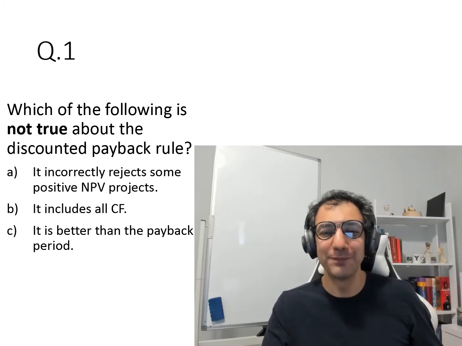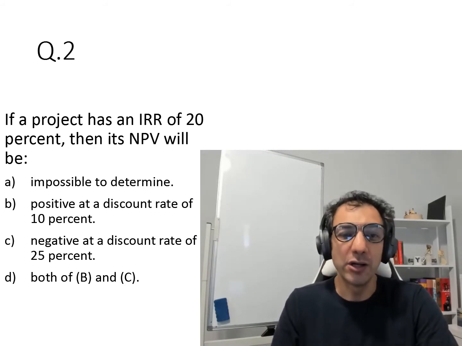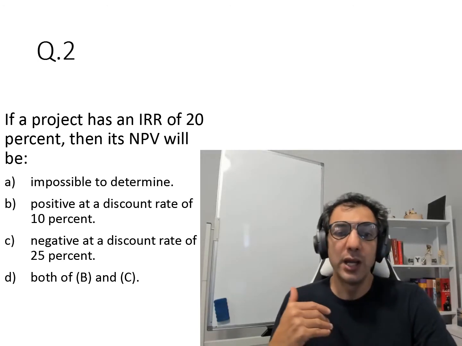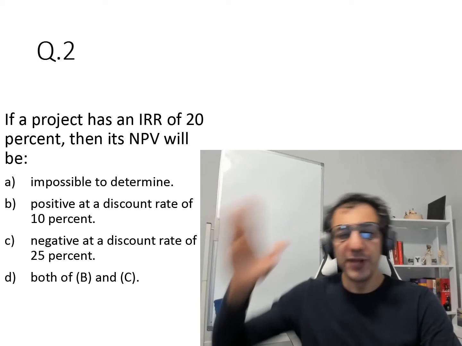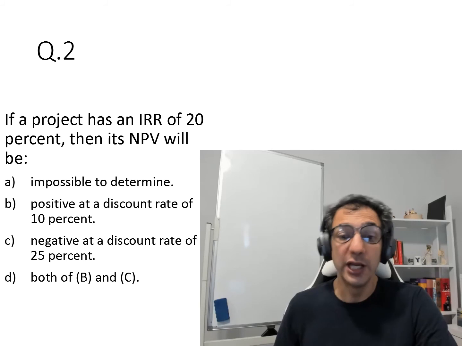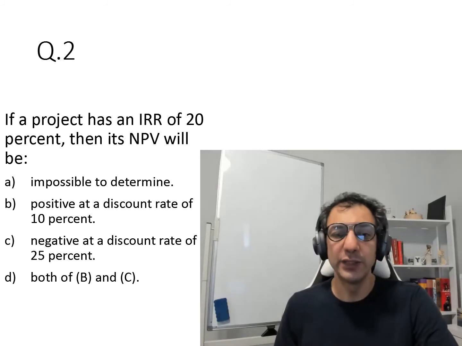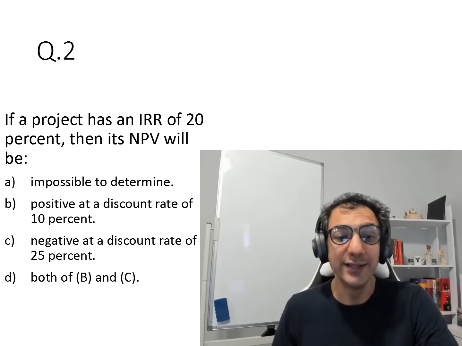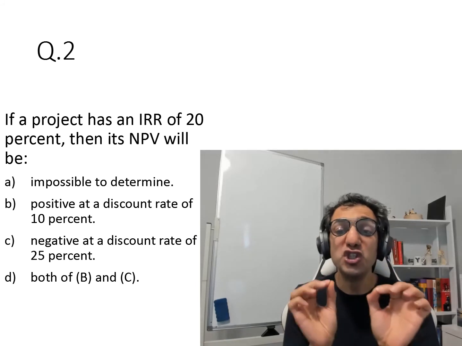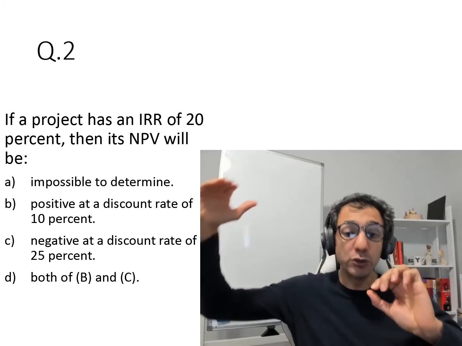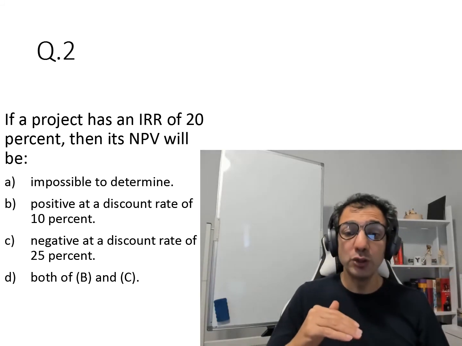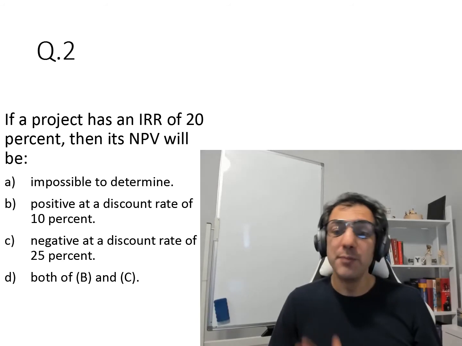Let's look at the second question. If a project has an IRR of 20%, then its NPV will be. So we mentioned that as the discount rate is going up, the NPV is going down. So if a project has an IRR of 20%, it means for any discount rate which is greater than 20%, the NPV becomes negative, because the 20% is the exact rate which gives you zero NPV. So if the rate goes above 20%, the NPV becomes negative. If the rate is less than 20%, the NPV becomes positive.